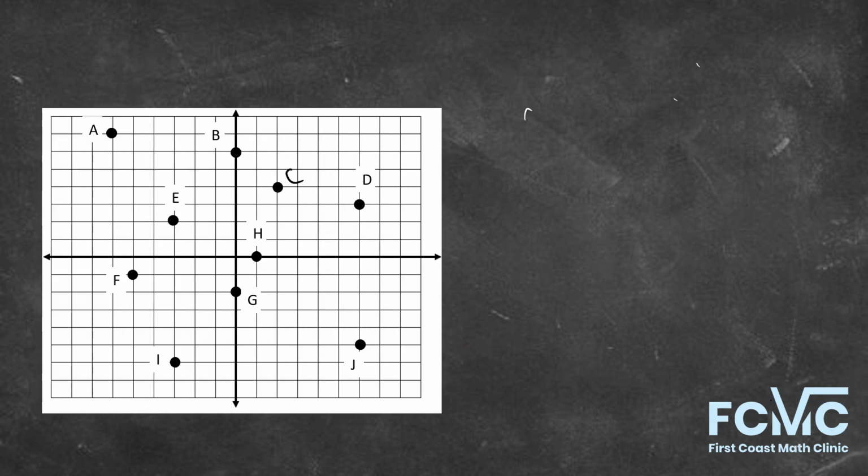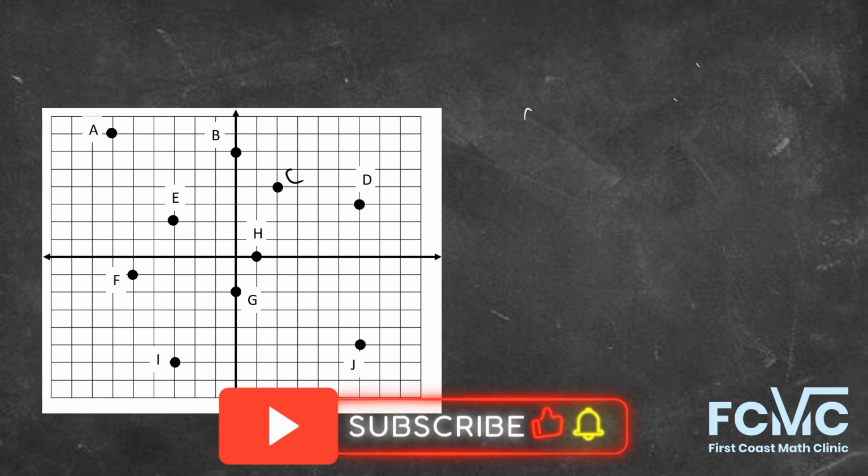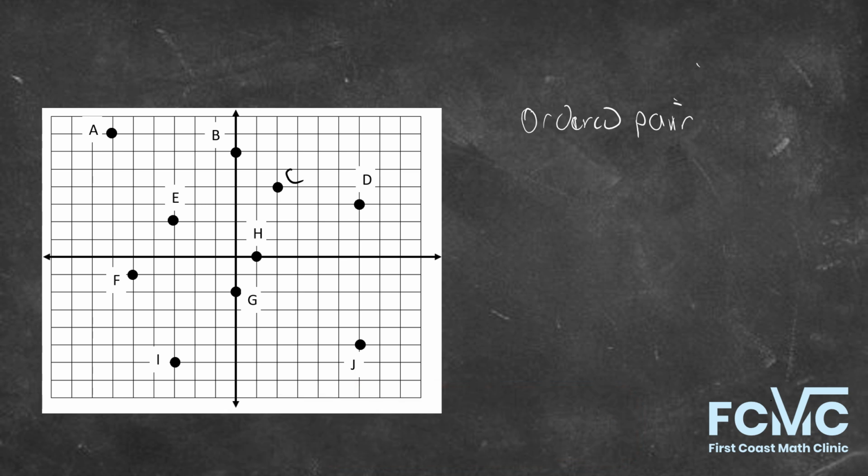Okay, so in this example, we've got our coordinate plane with points A through J. Take a minute, pause the video, and I want you to identify the ordered pairs for as many of these points as you can. Now remember, the ordered pair is the XY pair for each of these points. All right, so take a minute, pause the video, and identify the ordered pairs for each of these points on the coordinate plane. We'll come back together and check what you guys have. All right, so let's go through these points and see what you guys have.